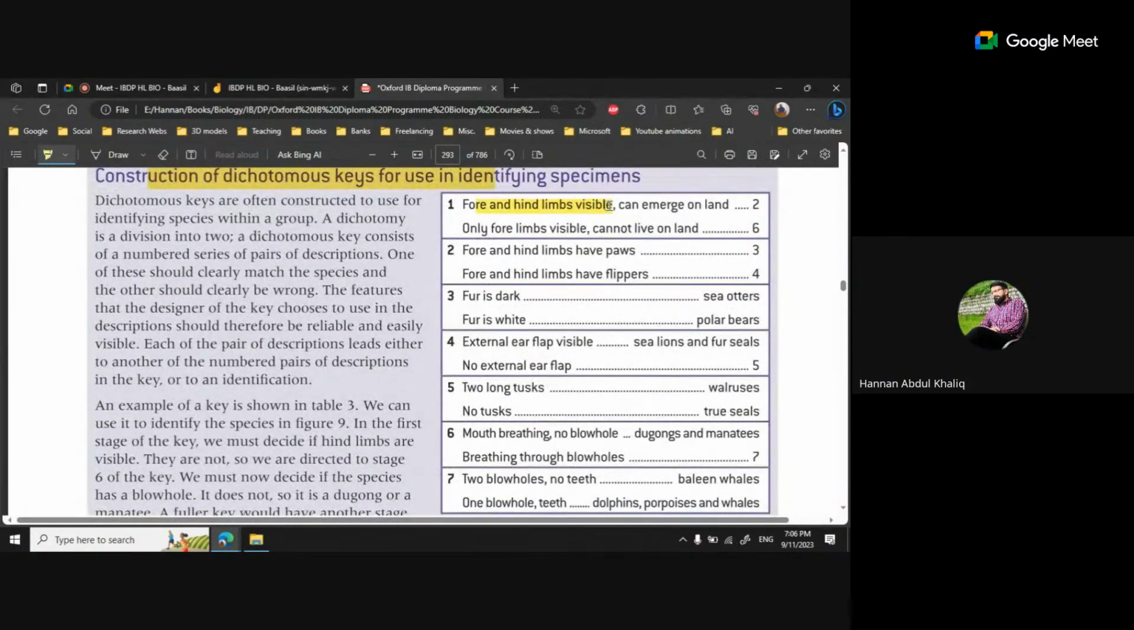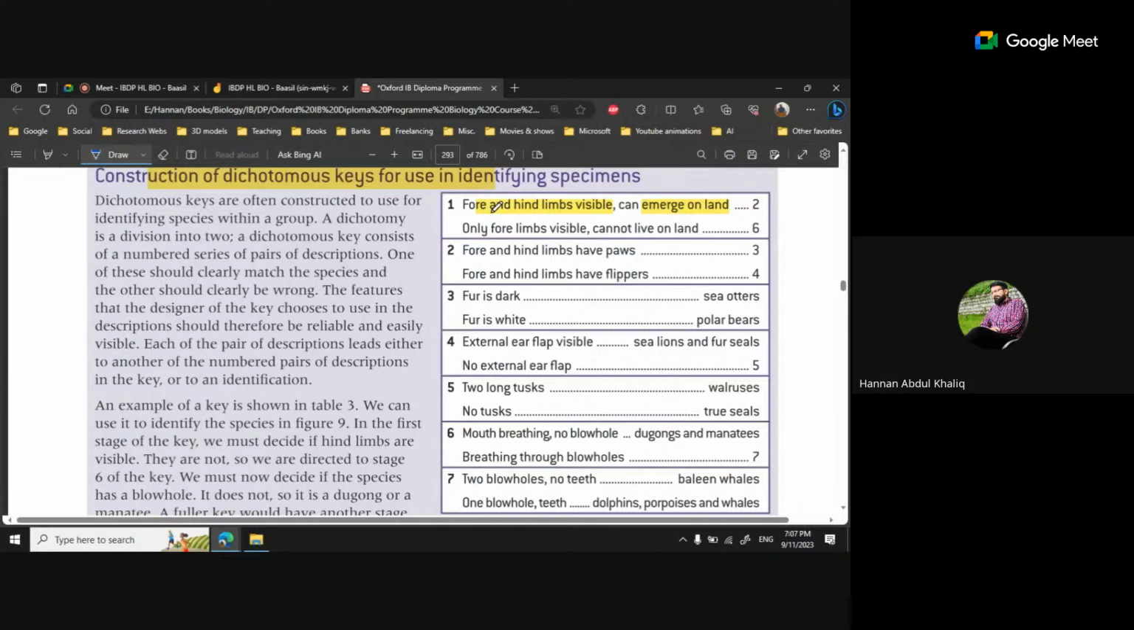Fore and hind limbs visible, can emerge on land. Okay, so what is this? Just by looking at these two features, what do you suppose we are doing? We are classifying the sea and the land animals. Well done. So it means that it can emerge on land. We are basically differentiating between fish or aquatic organisms and terrestrial organisms. Okay, let's proceed. If it can emerge on land, you have to go to the second point, and if they cannot emerge on land, then you would go to point 6.